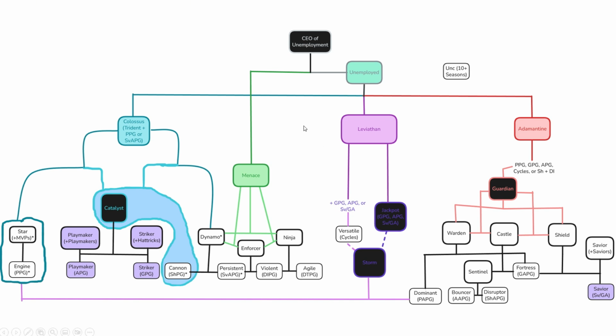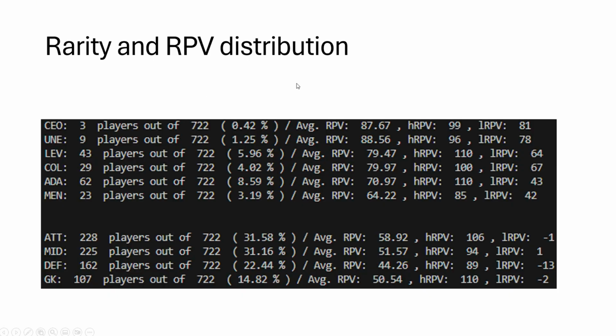And then going on, I just decided this would be interesting to take a look at: rarity and RPV distribution. So we're on match day. This was as of match day 9. So this is every single player that has played at least 8 games this season. So 722 players. As far as the 4 comprehensive traits go, not looking at the ones that combine them, Menace is definitely the rarest. It is a very unique play style. Only 3% of players have it.